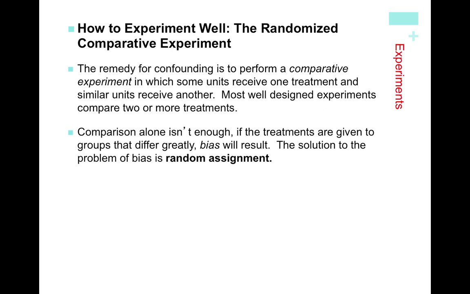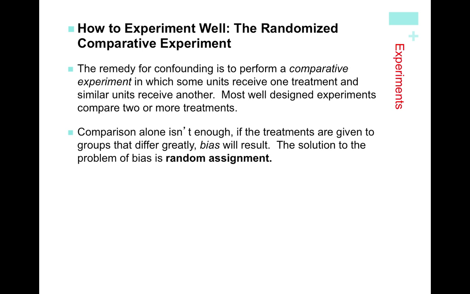Okay, so let's talk now about how to possibly experiment well. The randomized comparative experiment is what we'll constantly be referring to when we talk about a well-designed experiment. The remedy for confounding is to perform a comparative experiment, in which some units receive one treatment and similar units receive another. Most well-designed experiments will compare two or more treatments.